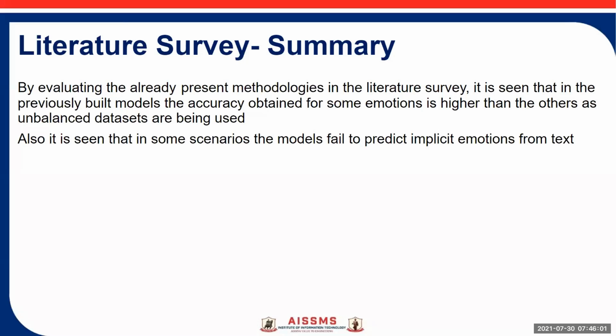So what we have seen from these literature surveys, coming to the summary, is that by evaluating these present methodologies, it is seen that the previously built models' system performance was quite low, because there was a use of unbalanced data sets, and also in some scenarios, the model failed to predict implicit emotions from text, that is wherein the emotion word has not been specified in the text itself. So in those scenarios, the model at times failed to predict.